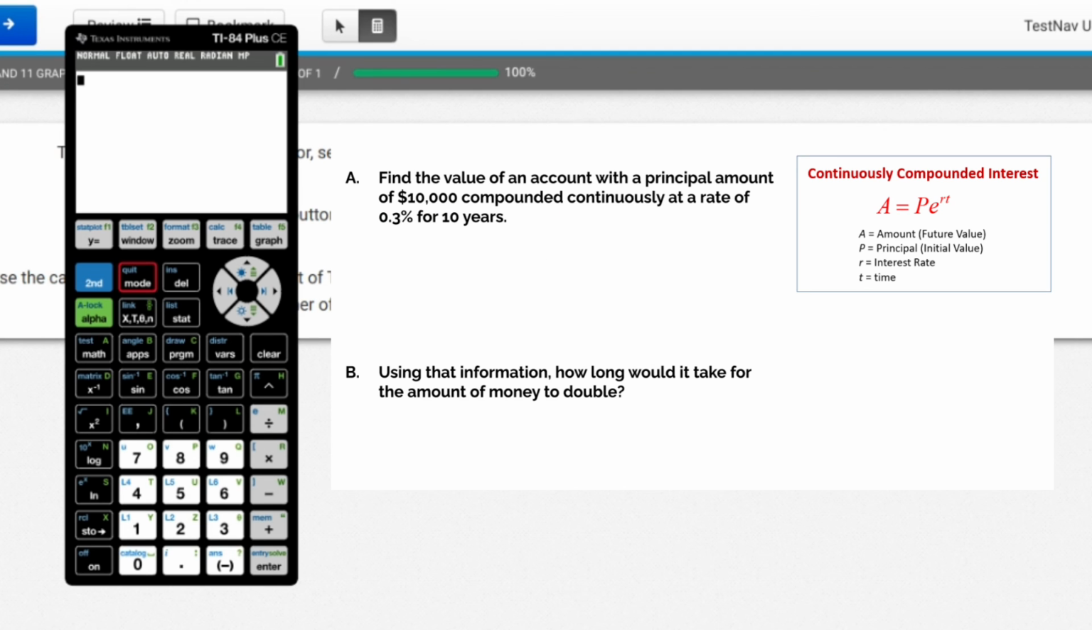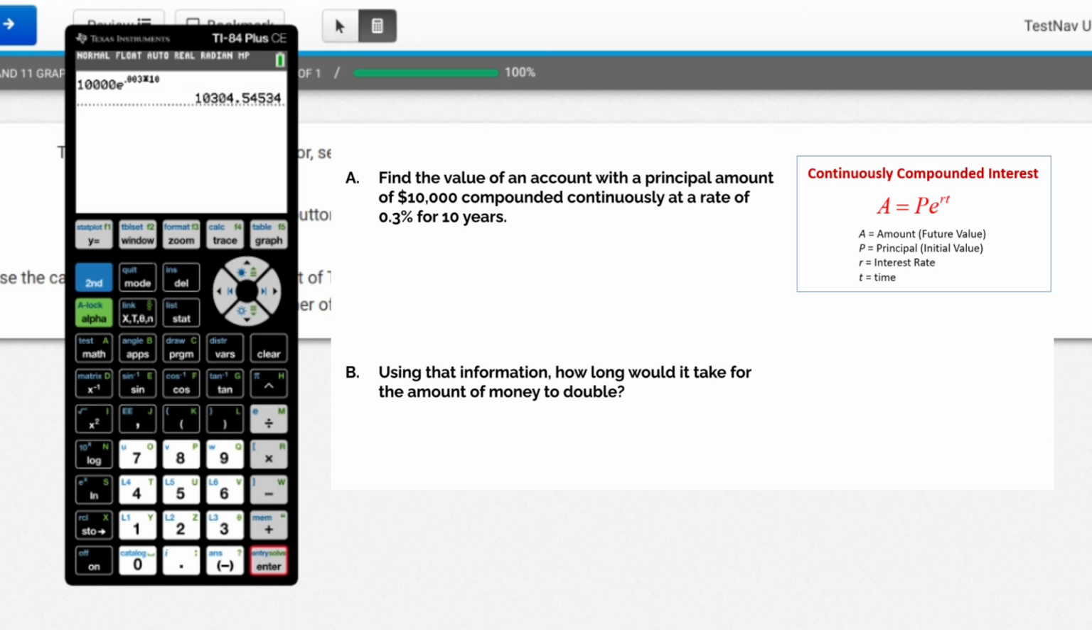Okay, we got ourselves a PERT problem. All we have to do is just type stuff in. 10,000. That's 10,000, right? It sure is. E to the is this guy right here, second ln. And remember, when you're using your rate, you have to use the decimal form. So 0.3% is 0.003 times 10, because that's how many years that we have. And now it's just a calculator exercise. And so after all that time, we gained $300.